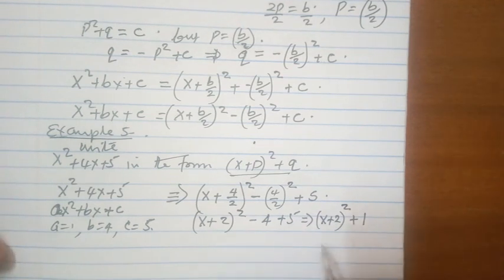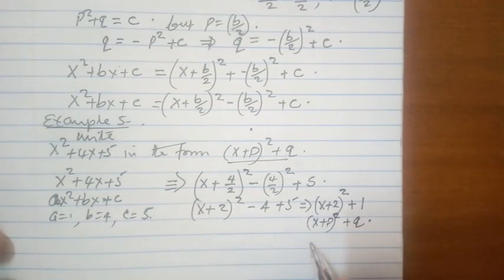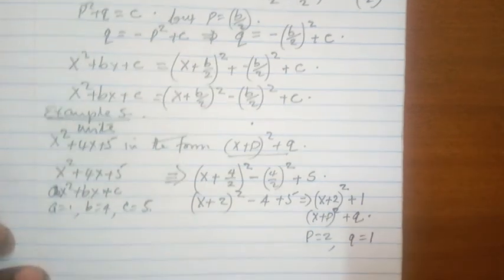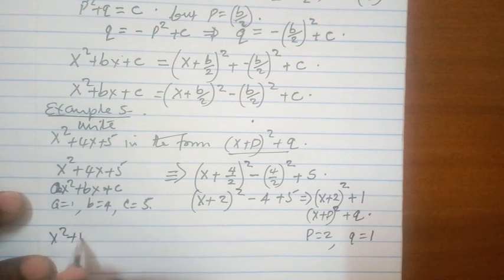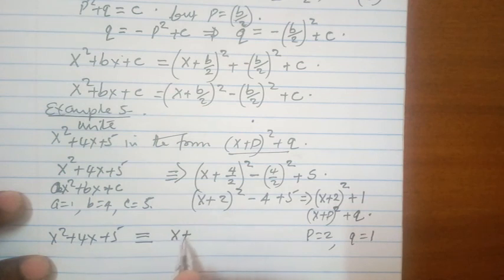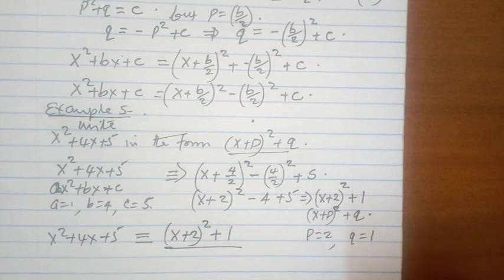If you consider this to be in terms of x plus p squared plus q, then we can easily say that p is equal to 2 and q is equal to 1. We have been able to write x squared plus 4x plus 5 as exactly x plus 2 squared plus 1. We have been able to complete the square so easily and very comfortably.